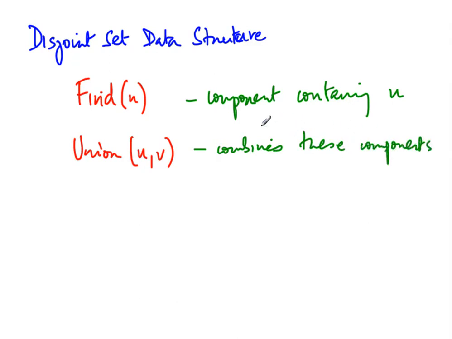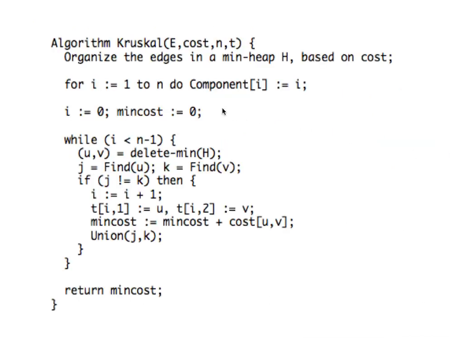So we need to use this data structure in order to keep track of this forest structure that Kruskal's algorithm actually builds up. So with this in mind, let's look at the pseudocode for the algorithm. As in Prim's algorithm, the parameters that we pass to Kruskal's algorithm are a set of edges, the cost information, the number of vertices, and T will contain the tree that we are building up.